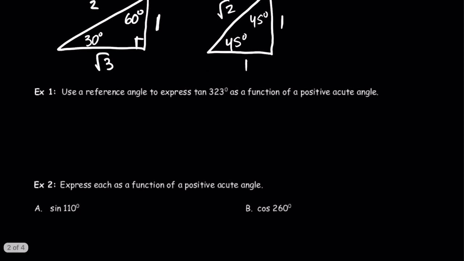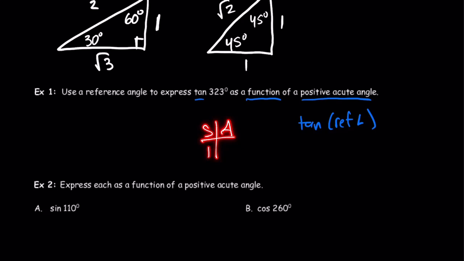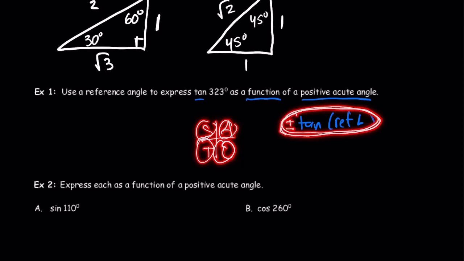All right, the first example, we're going to use a reference angle to express tangent of 323 degrees as a function of a positive acute angle. So that means I'm not evaluating, I'm just going to rewrite. Now, when it says function, that means it's going to be sine, cosine, or tangent. In this case, it'll be tangent. A positive acute angle, which means inside here I'll have a reference angle. And to determine whether I'm positive or negative, I'm going to use ASTC to see what quadrant I am in and whether tangent is positive or negative in that quadrant. So this is what my final answer will look like.